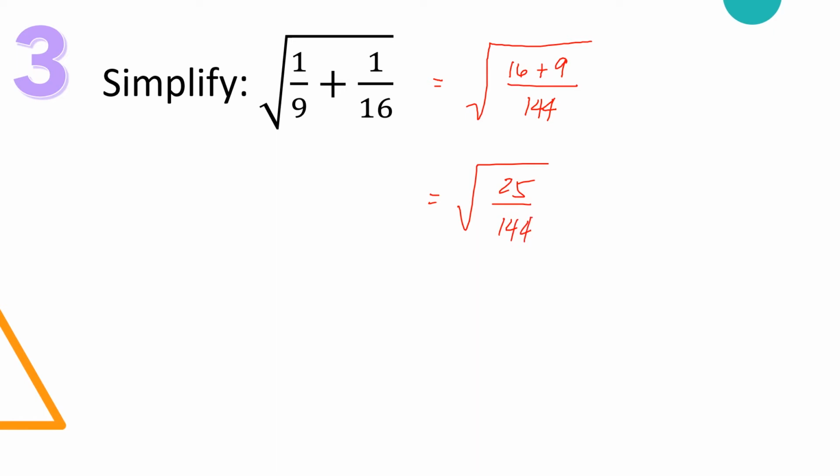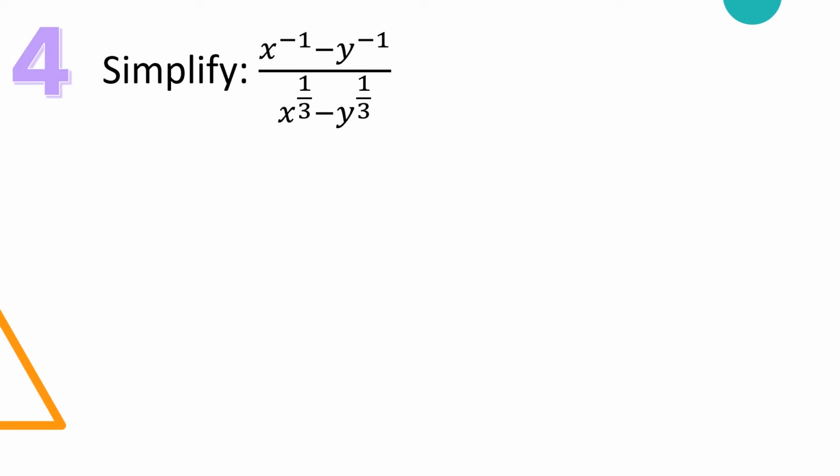Both the numerator and denominator are perfect squares. So we have square root of 25 is 5. The square root of 144 is 12. So the answer is 5 over 12.